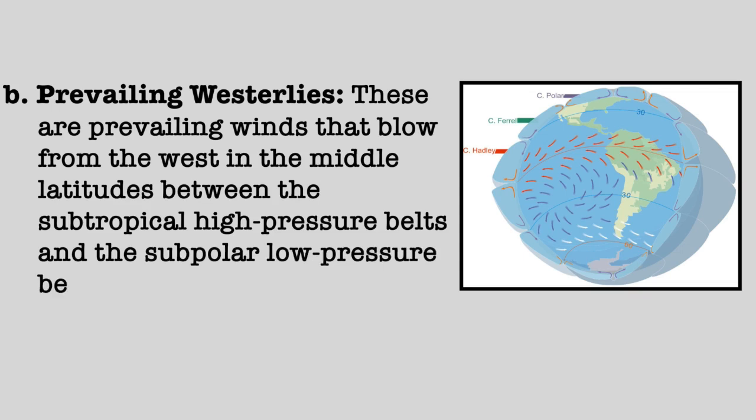Now we will discuss the prevailing westerlies. These are prevailing winds that blow from the west in the middle latitudes between the subtropical high pressure belts and the subpolar low pressure belts. Prevailing westerlies are like the Earth's middle latitude winds that blow in a friendly west to east direction. They occur between the polar easterlies to the north and the trade winds to the south.